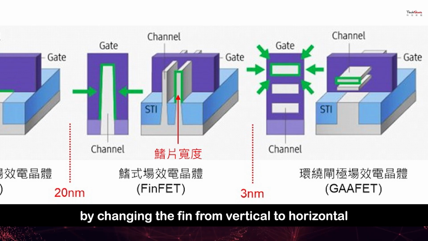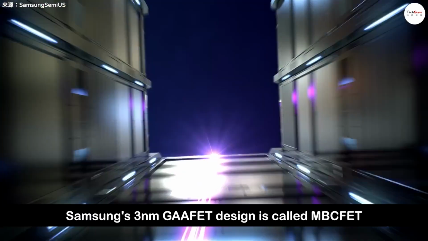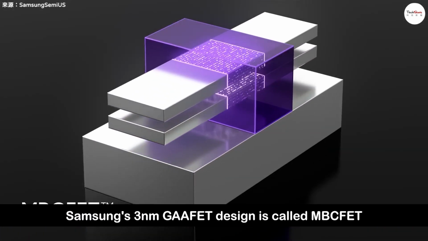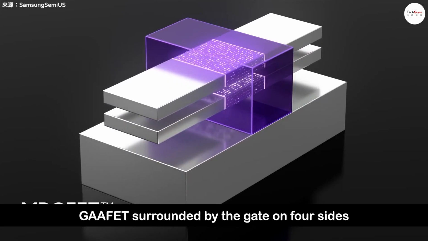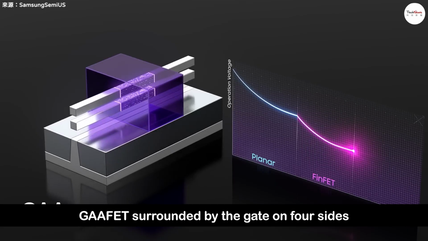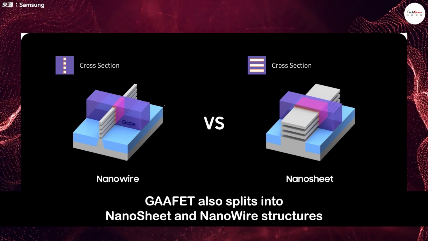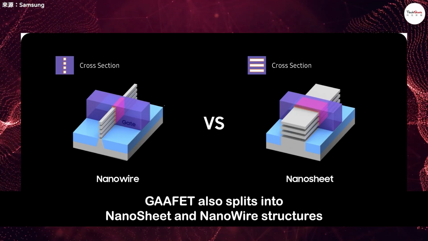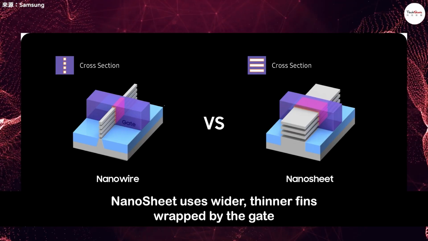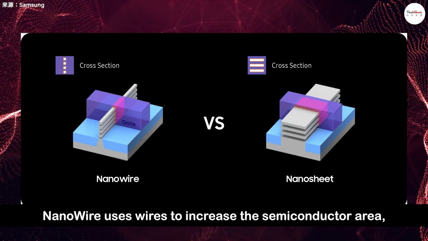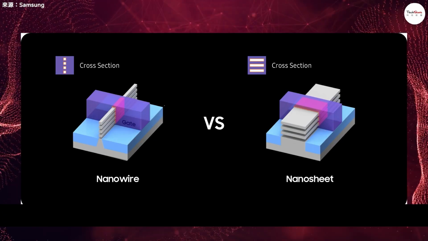By changing the fin from vertical to horizontal, this increases contact area. Samsung's 3 nanometer GAAFET design is called MBC-FET. It's similar to FinFET, but GAAFET is surrounded by the gate on 4 sides, while FinFET only has 3. GAAFET also splits into nanosheet and nanowire structures. Nanosheet uses wider, thinner fins wrapped by the gate. Nanowire uses wires to increase the semiconductor area, then wrapped by the gate.